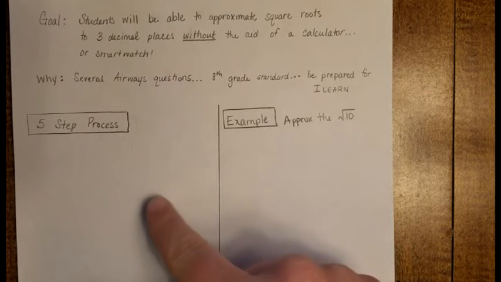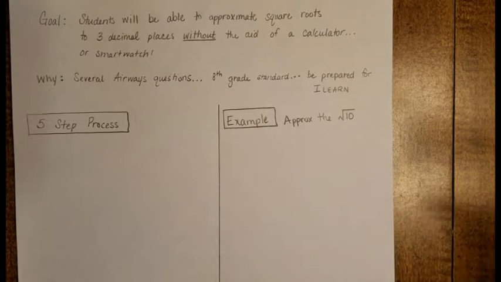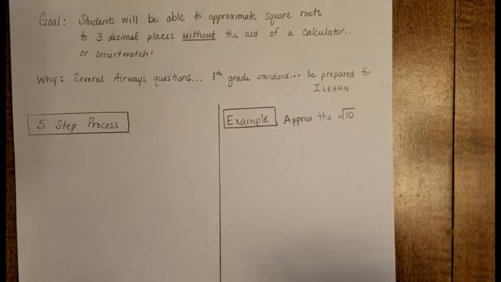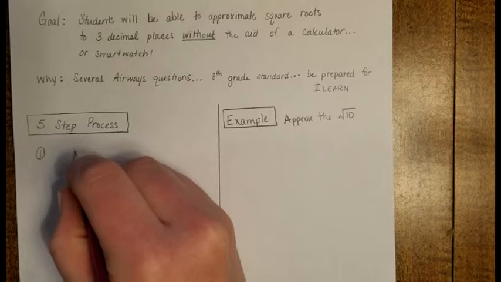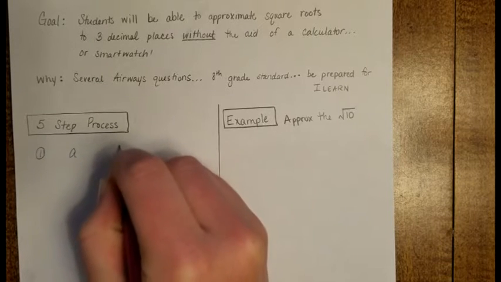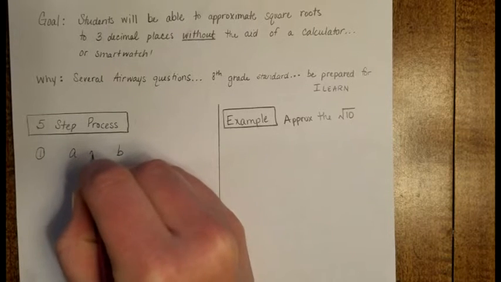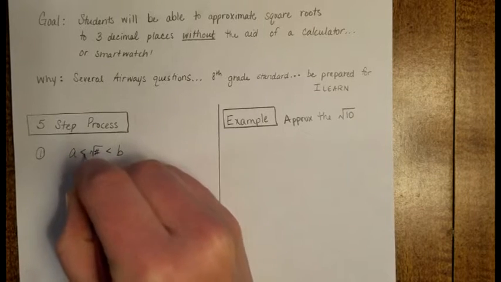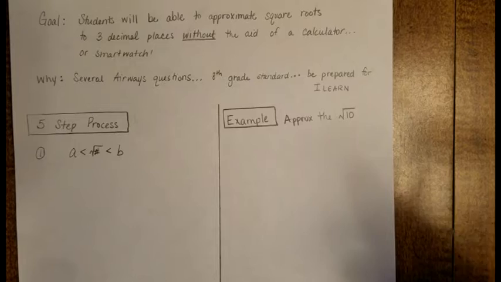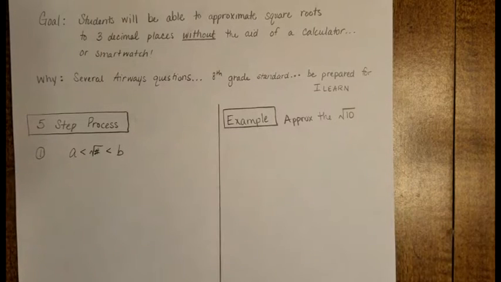And as I tell you each step of the process, I'm going to show you an example of what I mean. So the first step of the process is to find 2 integer values, and I'll call them A and B, that the square root would be between. So whatever number I'm trying to take the square root of, it needs to fall between these 2 numbers, and A and B have to have a difference of 1, so they must be consecutive integers.